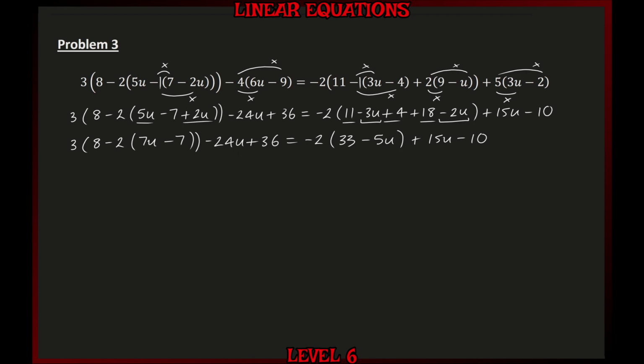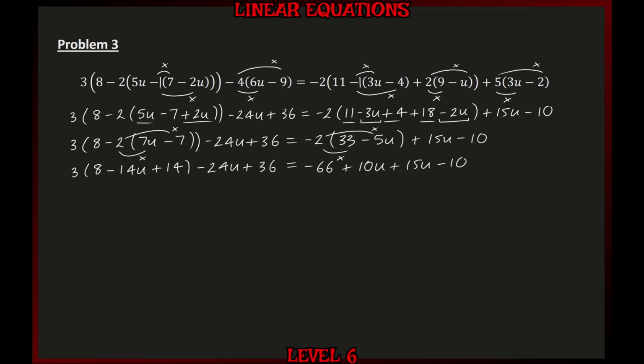We can now continue expanding. So on the left we have 3 multiplied by 8, and then minus 2 times 7u is minus 14u, and minus 2 times minus 7 is plus 14. And we have minus 24u plus 36, and that's equal to minus 2 times 33 is minus 66, and minus 2 times minus 5u is plus 10u, and we have a plus 15u minus 10 at the end.